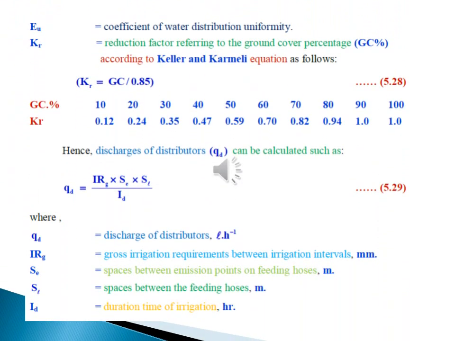Look, my dear, the reduction factor with reference to the ground cover percentage, according to the Keller and Karmeli equation, is shown in front of you. Hence, the discharge of the distributor can be calculated as shown in the enclosed equation.